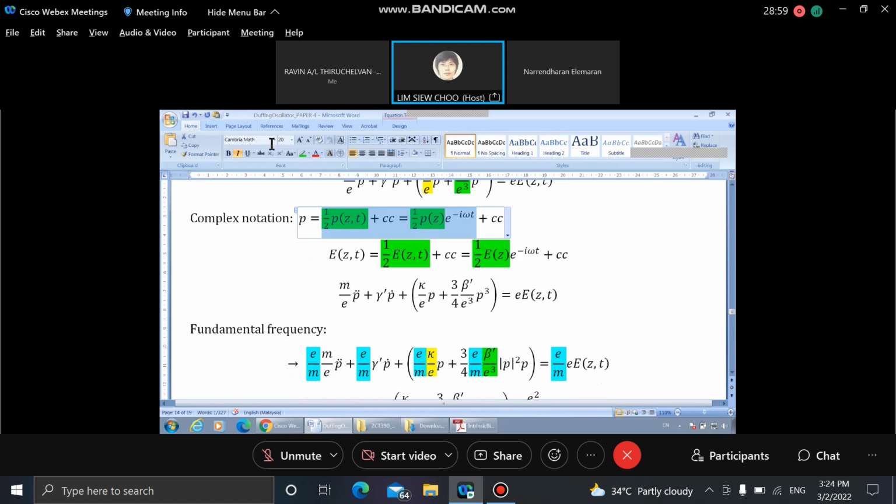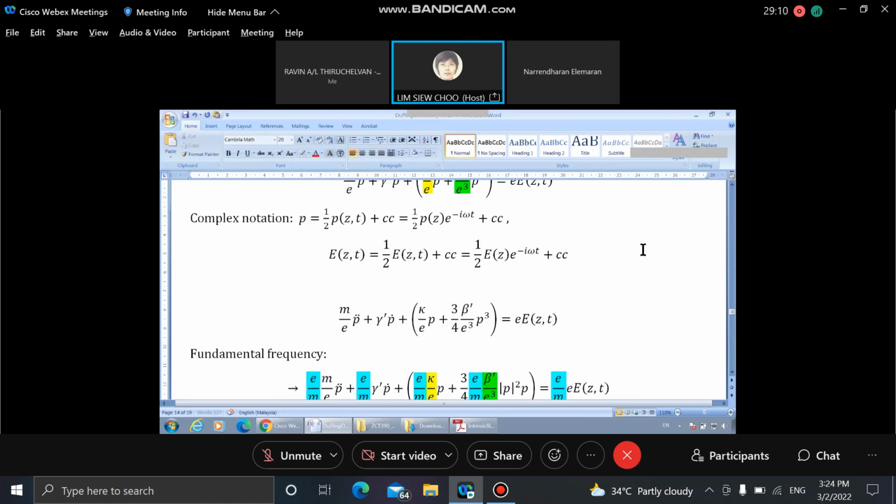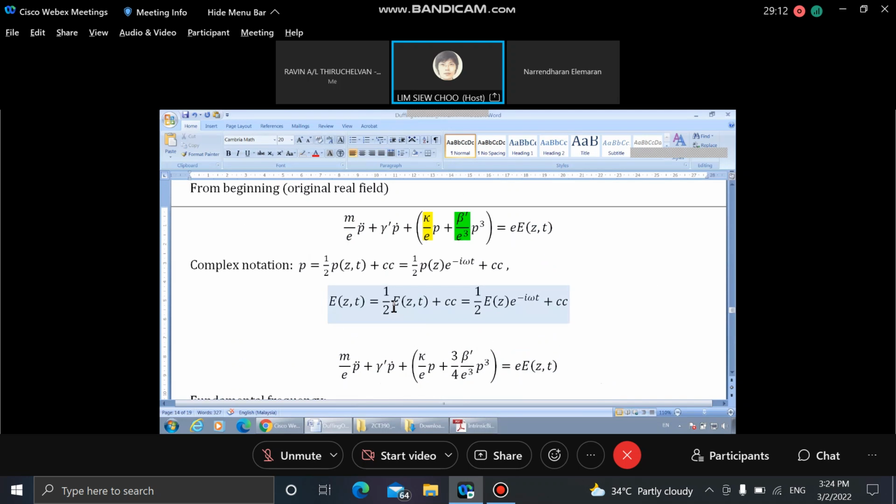So after this, I just ignore the color. The color makes me very headache. All right, just to highlight to you. So after this, you substitute this P like this into this double time derivative. When you take the double time derivative, you have minus I omega multiplied with the minus I omega. So you have the minus omega square. When you substitute here, you have minus I omega.